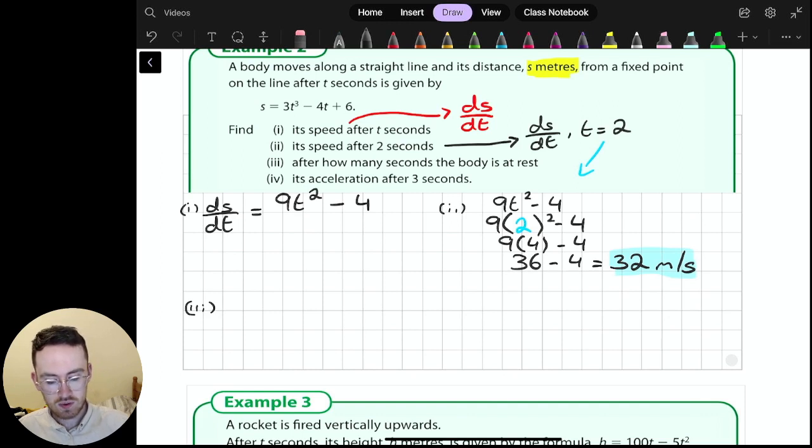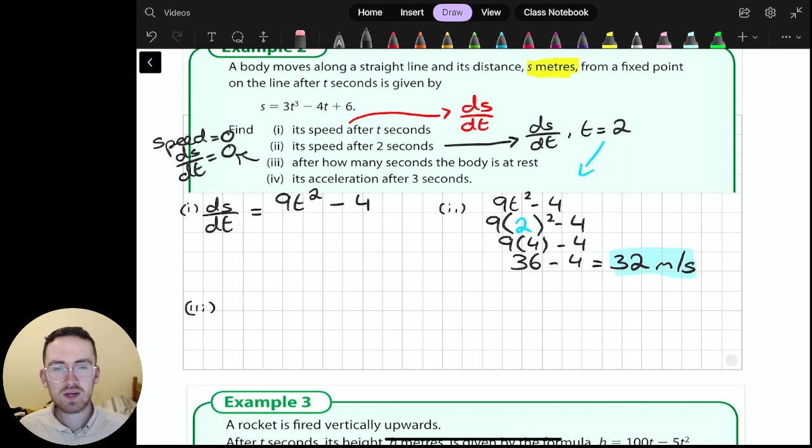Okay, this is where we need to again think about earlier, what does it mean for it to be at rest? It means it's not moving. When will it not be moving? It won't be moving if, and we'll use the words, if speed is 0. If the speed is 0, it's not moving. And then if we remember, speed is ds/dt, it's the first derivative. So we're looking for where the first derivative equals 0.